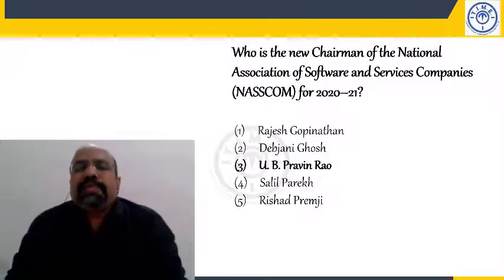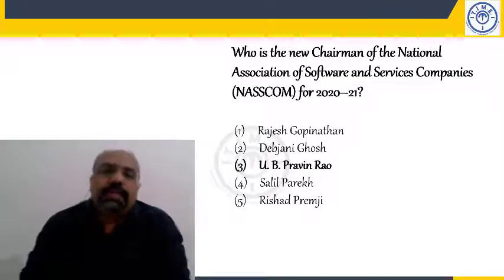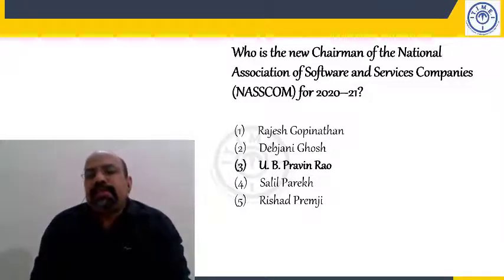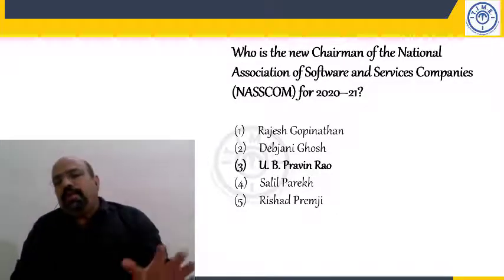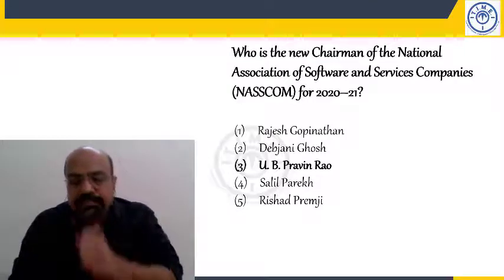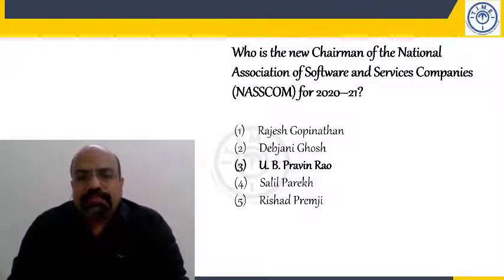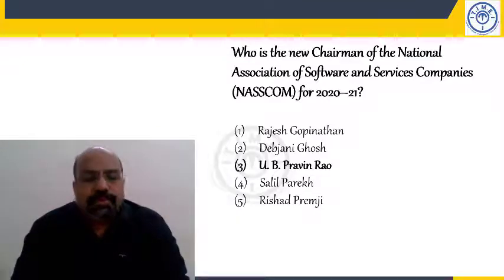So who is the new chairman of the National Association of Software and Service Companies for 2020-21? That is the new financial year, this financial year. The answer, as you know, is UB Praveen Rao. So shall we write about each of this, including NASSCOM? Please write. NASSCOM, underline that. You write the full form.